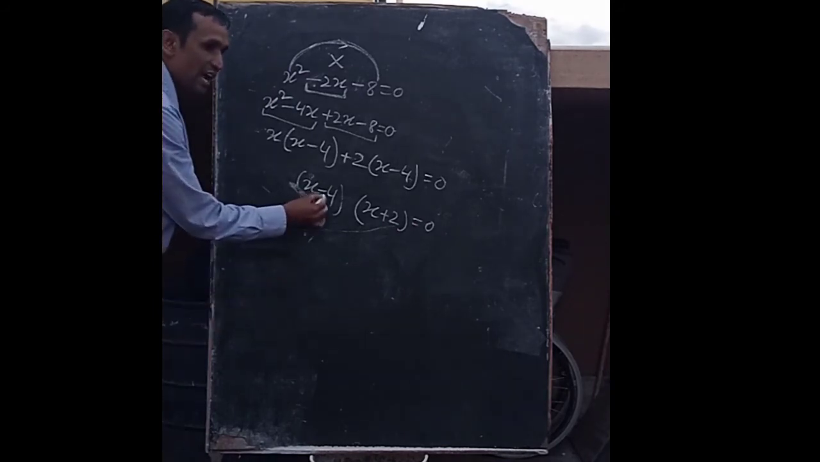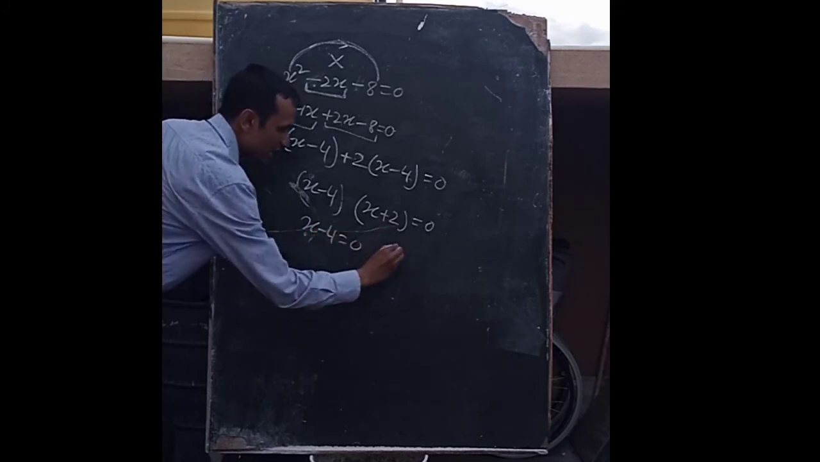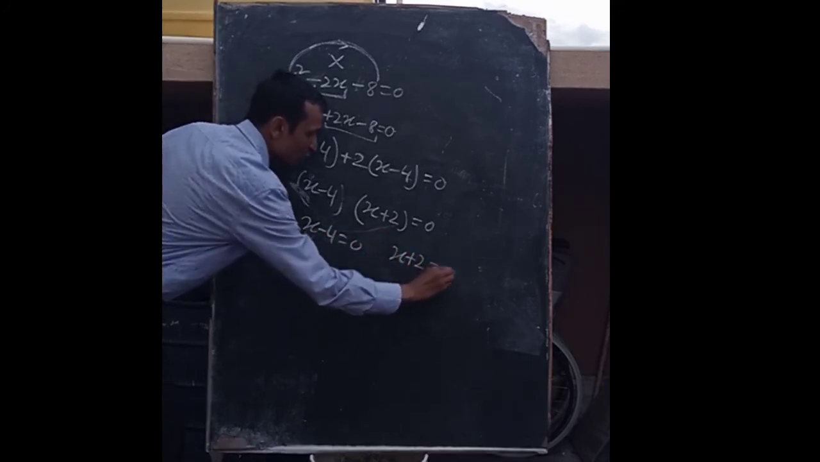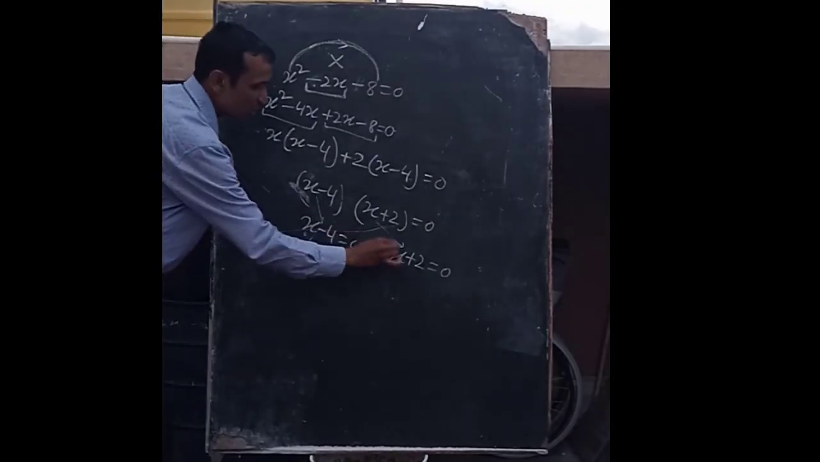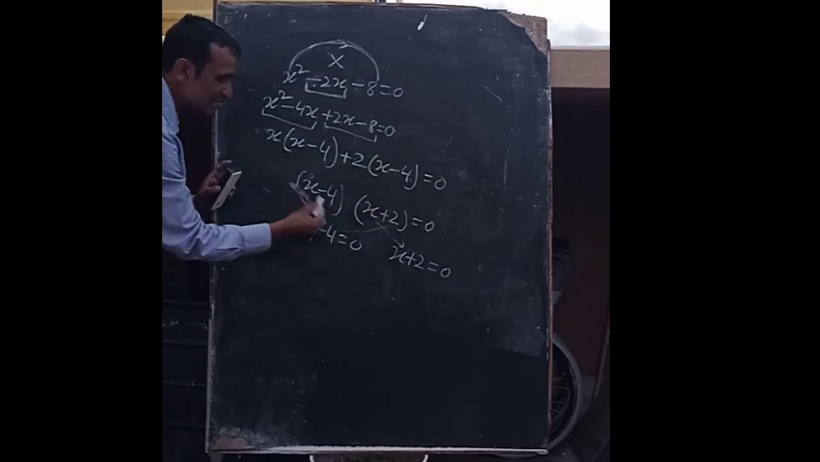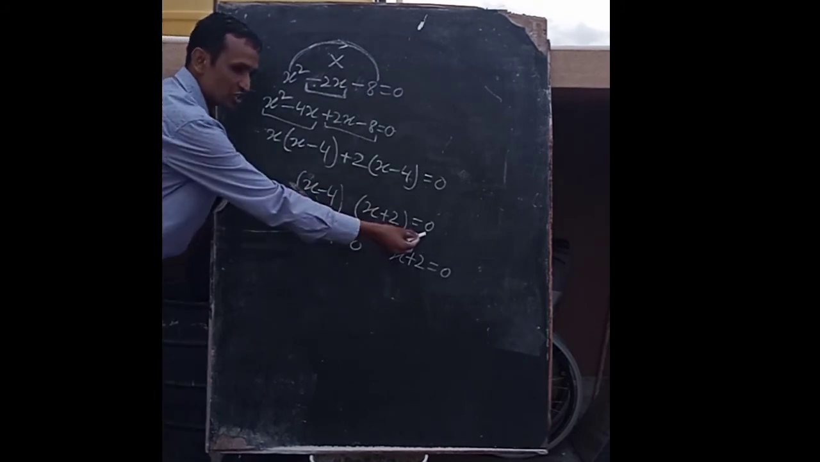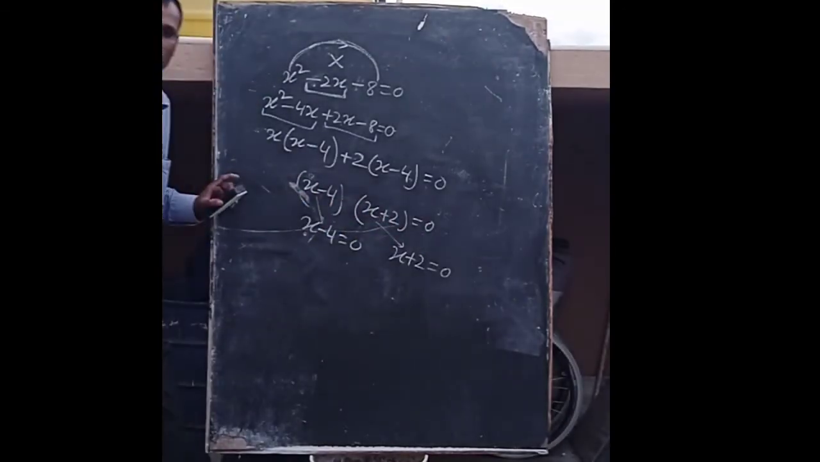Now we are finding the x value. So written x minus 4 is equal to 0. Beside written x plus 2 is equal to 0. This is one side written, this is the other, multiplied, equal to 0. Maybe in that, what is the meaning? Maybe if this is 0, then multiplied by this, 0 will come. If this is 0, then multiplied by this, this will become 0.